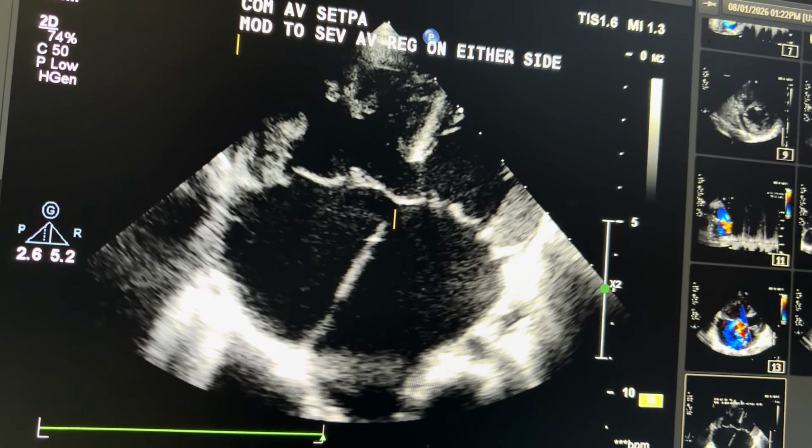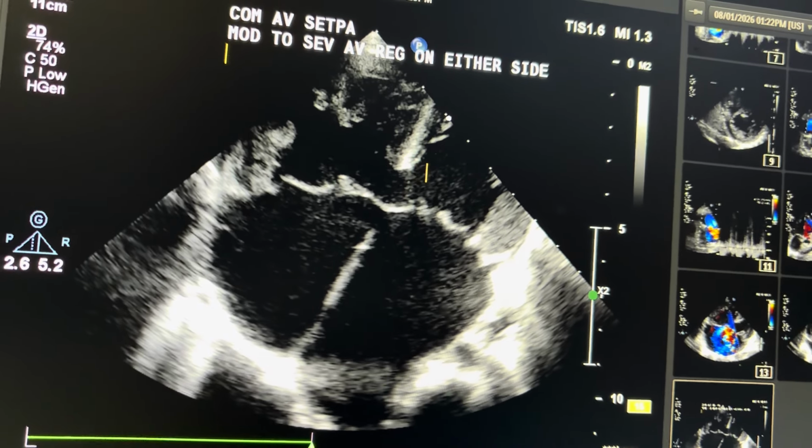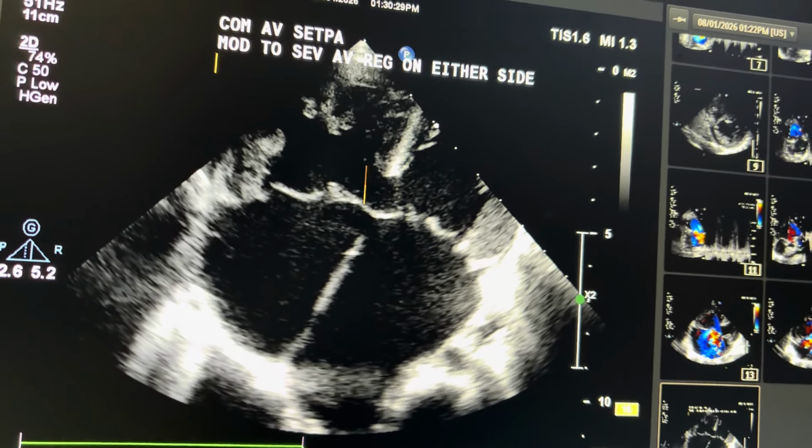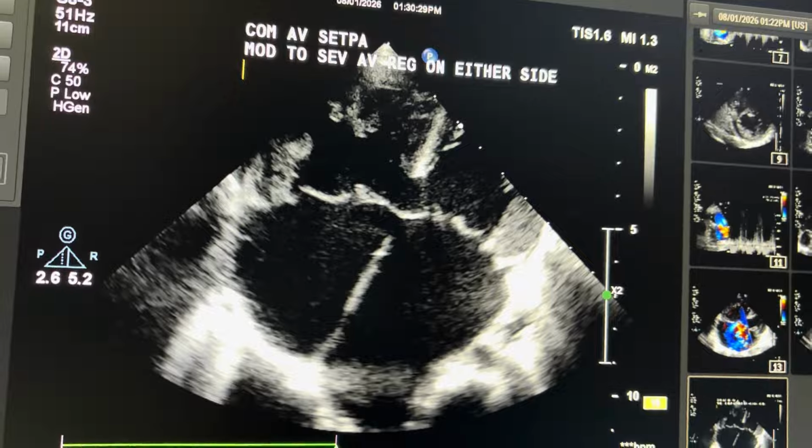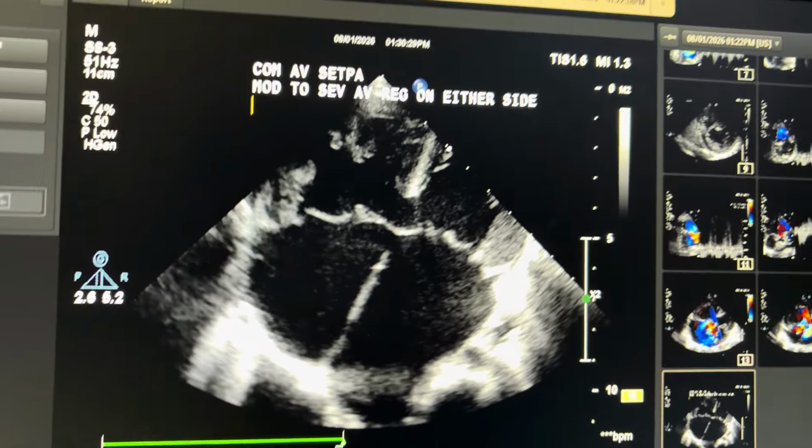This is a balanced variety because both are balanced in size. The take-off of the valve from this one is also balanced. So this is a balanced variety of common AV septal defect.